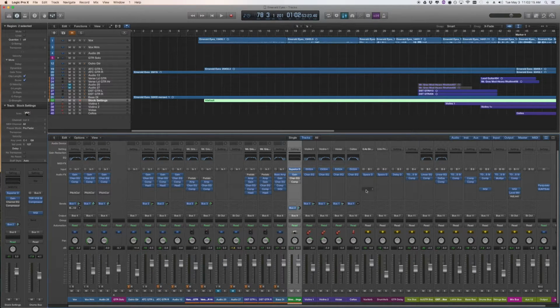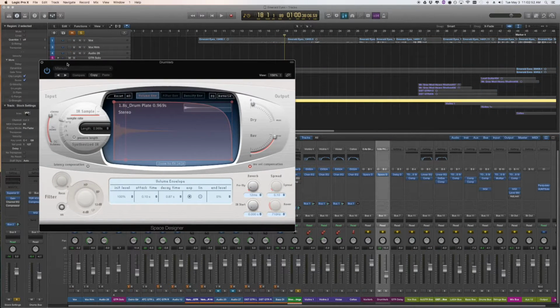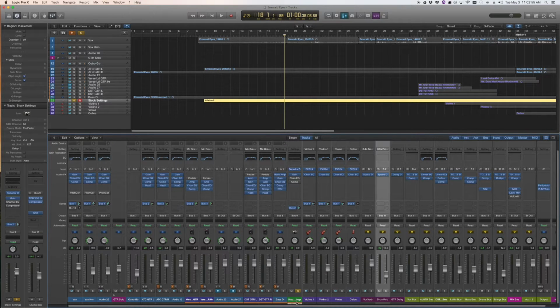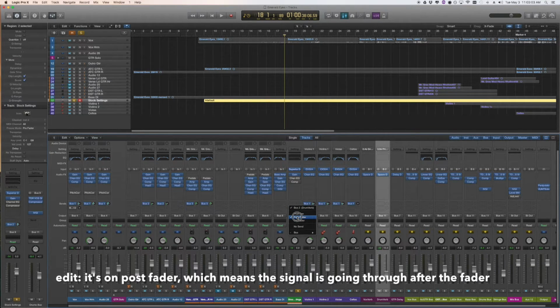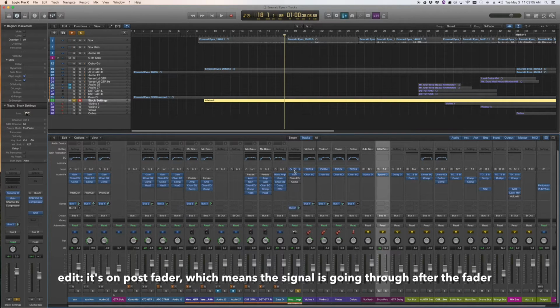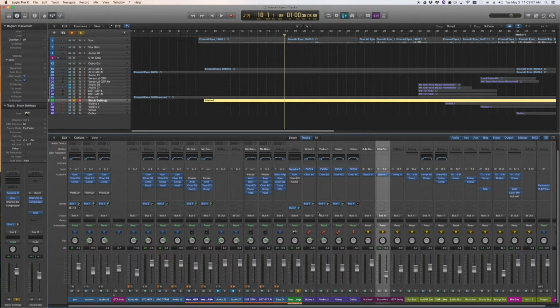So if we go over to bus 2, right here, drum verb. So I have a reverb going through my drums. But that signal is being, at this point, it's before the fader. Before I do anything to the fader over here, that signal is being put in to that bus. Now, none of this stuff is happening over there. It's just a pure signal going into this bus, which has a reverb on it.